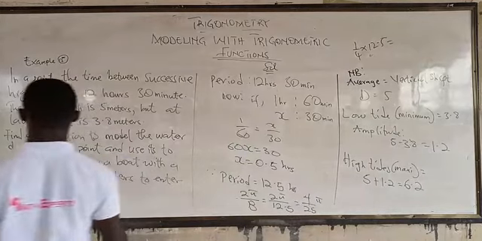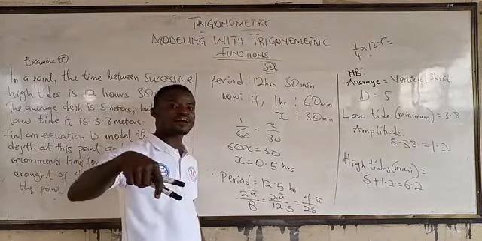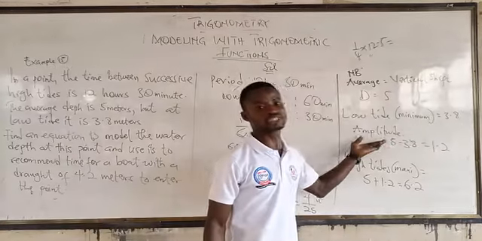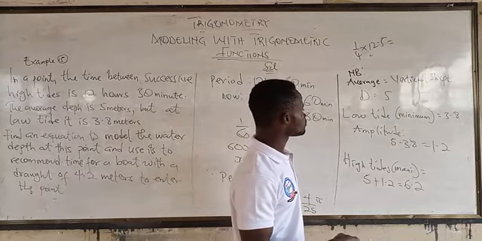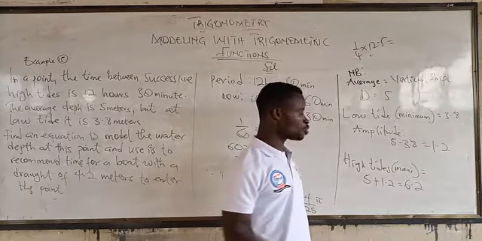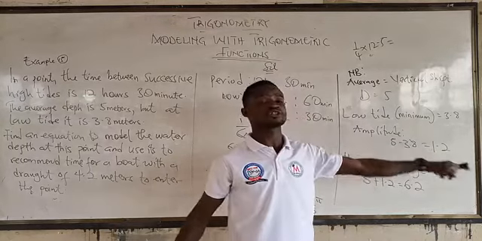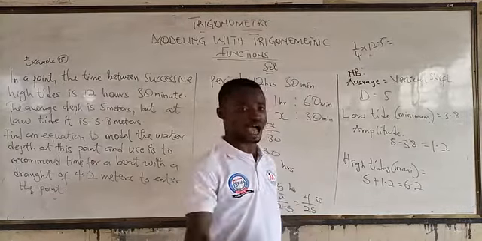Alright. But don't forget that you have the average. So if you have the average, this is another method to find the amplitude. If you have the average and the minimum, you can subtract the minimum from the average, and that's going to give you the amplitude. That is another way to go for the amplitude.